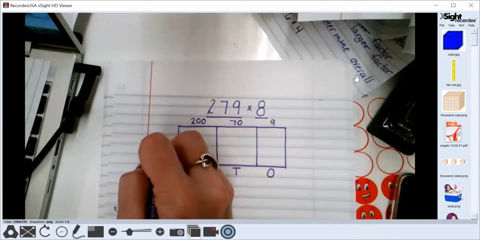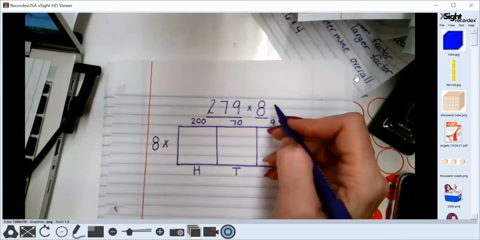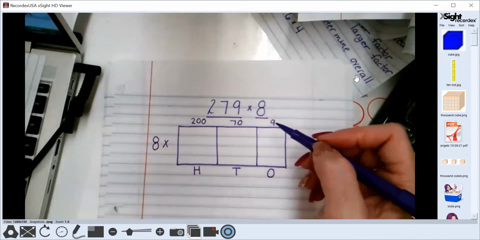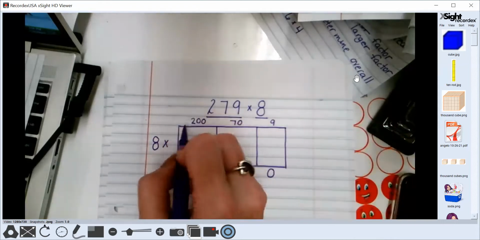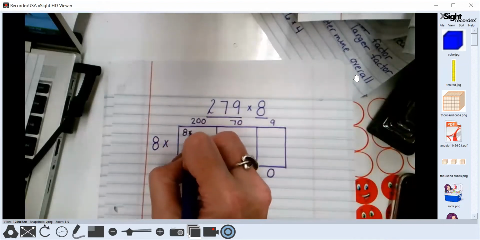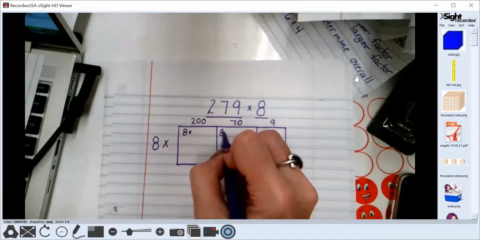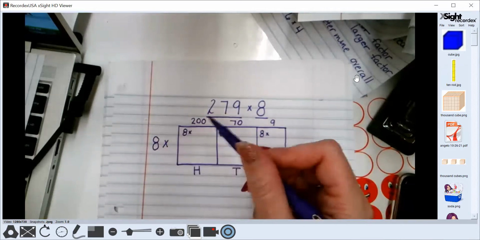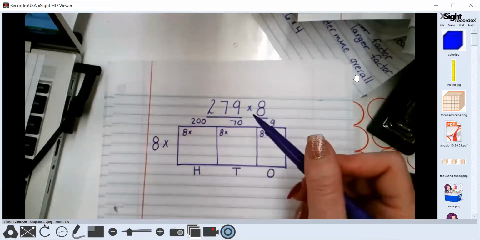Now over here, I put 8 times. Whatever my other factor is what I'm multiplying times all of the other pieces. So I'm going to write this 8 times. I go all the way across. 8 times, 8 times, 8 times, because I must distribute my smallest factor to all the pieces that I made.